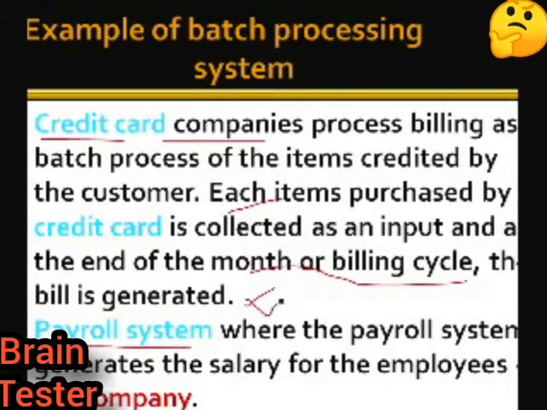So this bill is generated. Now, payroll system. What is a payroll system? Let's learn it. The payroll system generates the salary for the employees in companies. For the employees of factories and companies, salary is given with the help of a payroll system.